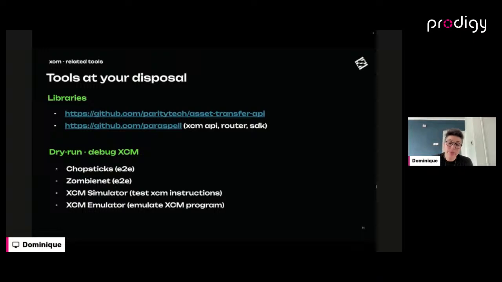Once you use it and then you want to build something or implement something similar, you can look at the code, how Asset Transfer API implements the different token transfers, like teleport, depending on the parameters that you set, and then take some inspiration from there and use it on your own project.